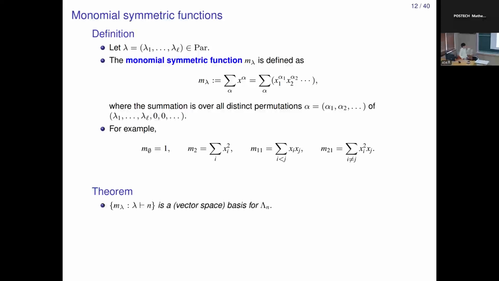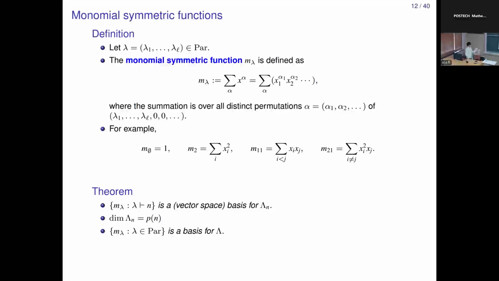So the theorem is: the monomial symmetric functions for all lambda partitions of n are a basis of the space of symmetric functions of degree n. That means the dimension is the number of partitions of n. And if you consider all partitions, this is going to be a basis for the whole space.